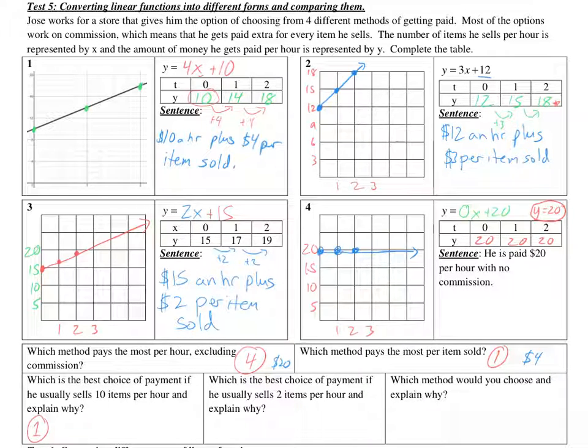Why would I want 1? It pays the most per item. I would say it's something about paying the most per item sold, so with 10 items, it's going to be good.